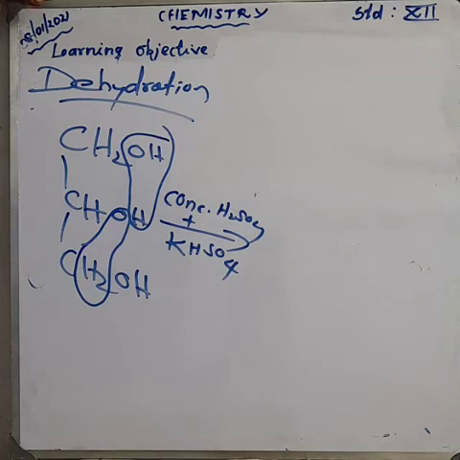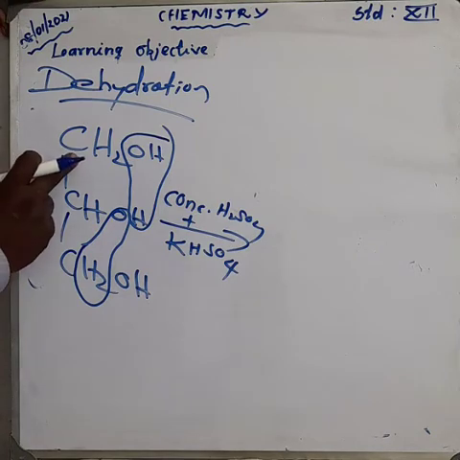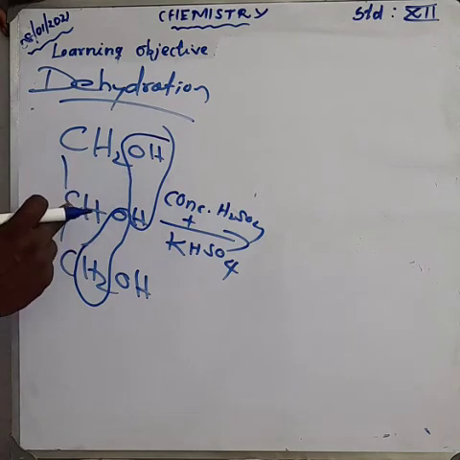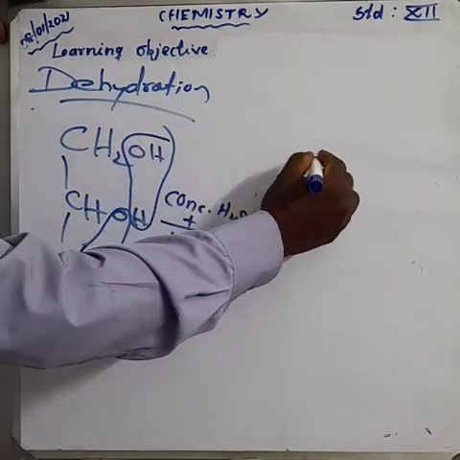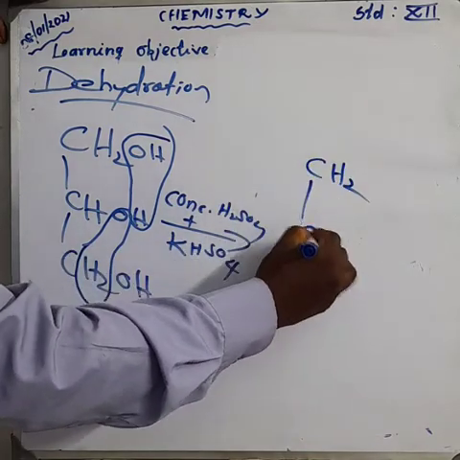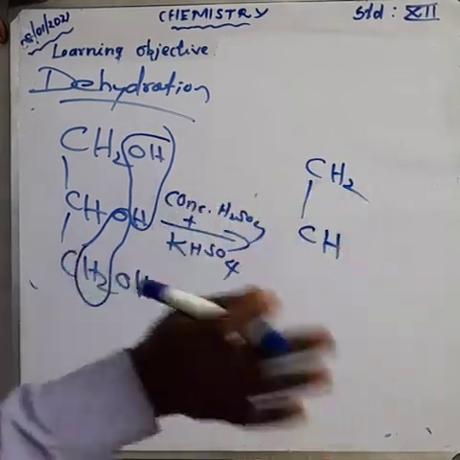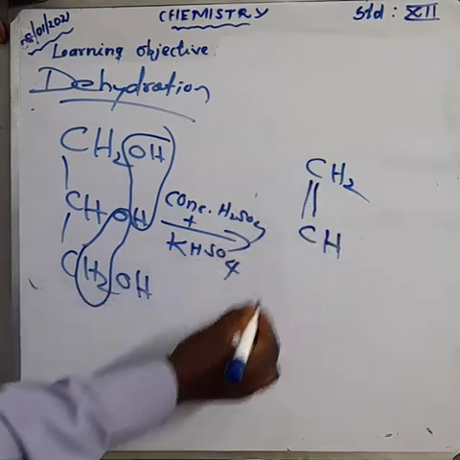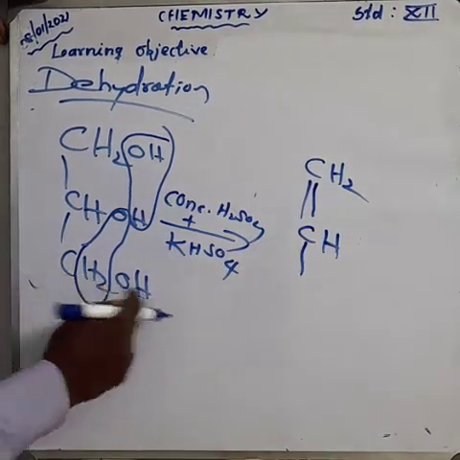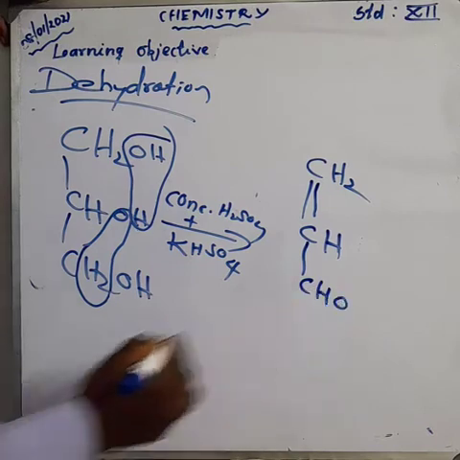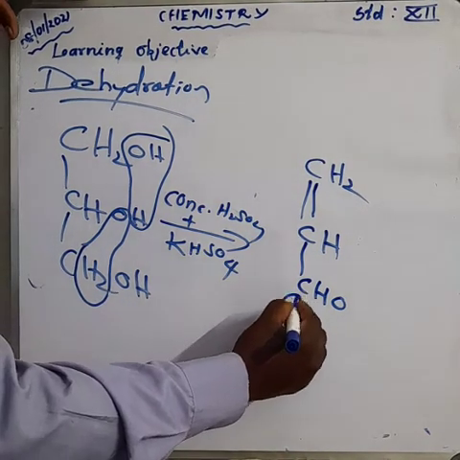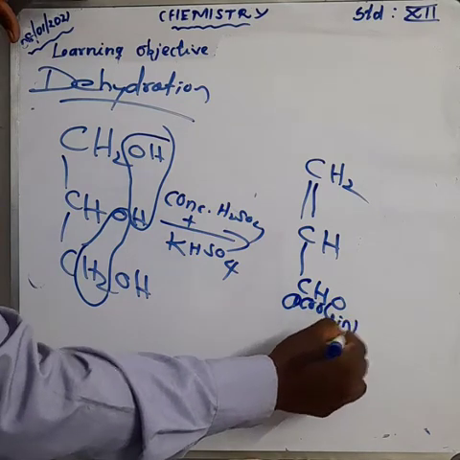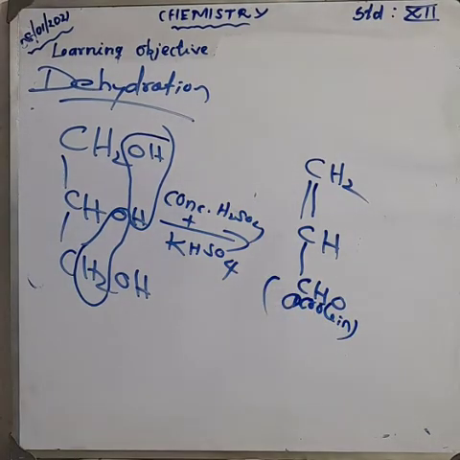So what is the remaining product? Can you say what it is? The remaining product is CH2, CH. Carbon valence, you also know that one, valence is 4. So make a double bond here, and here CHO. Okay, so the name of the compound is acrolein. Acrolein.